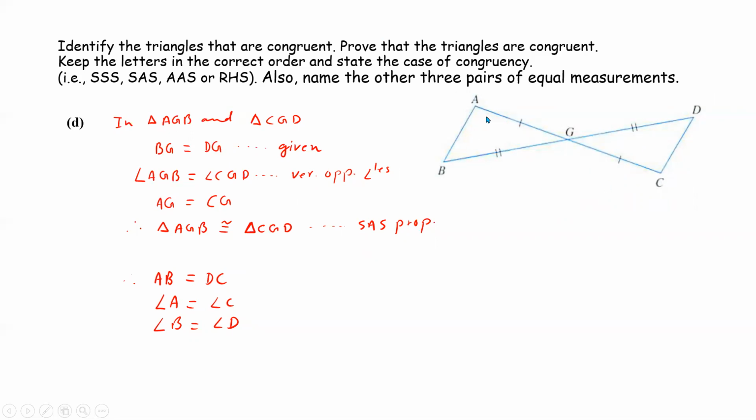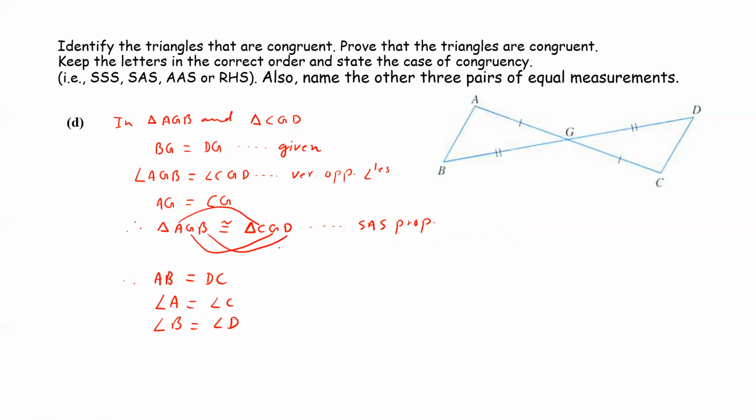And then the other two angles also: angle A will be equal to angle C, and angle B equals angle D. Do not write angle A equals angle D. That won't be correct. Look at the pattern here. A is equal to C, the corresponding. This part, A is equal to C, G is equal to, of course, G, and then B is equal to D.